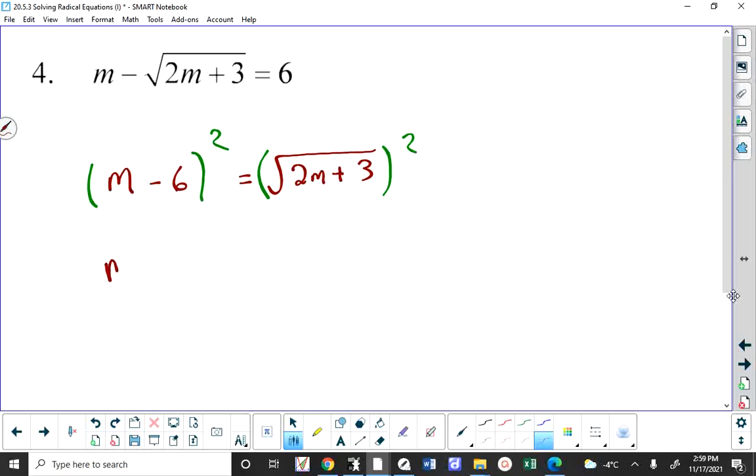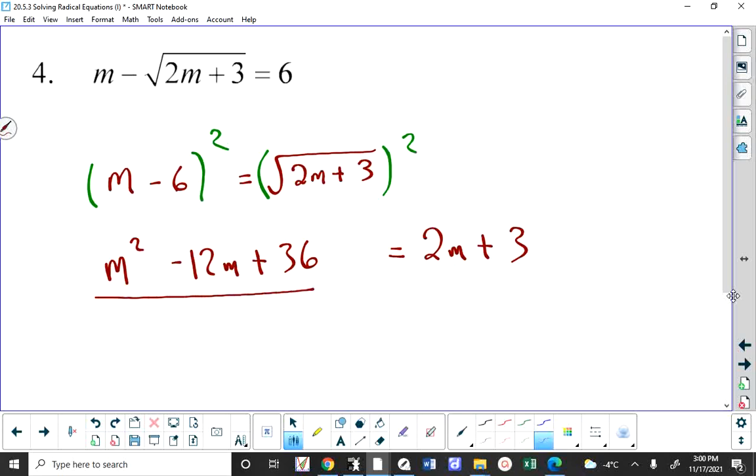This is going to be m squared minus 12m plus 36. This is going to be 2m plus 3. So I got m squared minus 12m plus 36 by taking m minus 6 times m minus 6. I am just curious, how many of you don't need to write out m minus 6 times m minus 6 to get this? Okay.